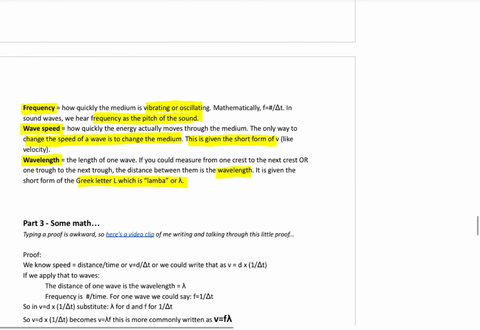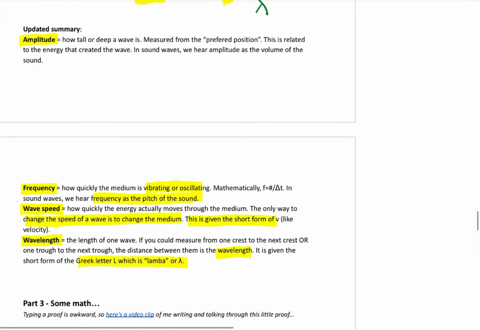Now, actually, you know what? We're going to hold off there. I'm going to start a new video on the math. Frequency is how high or low the sound is. Amplitude is how loud the sound is. Wave speed depends on the medium, and now we've got this new thing, wavelength. There is a connection between frequency and wavelength. So I'm going to pause here because the next part's got some math, a little proof, and I'll show you the connection between frequency and wavelength.